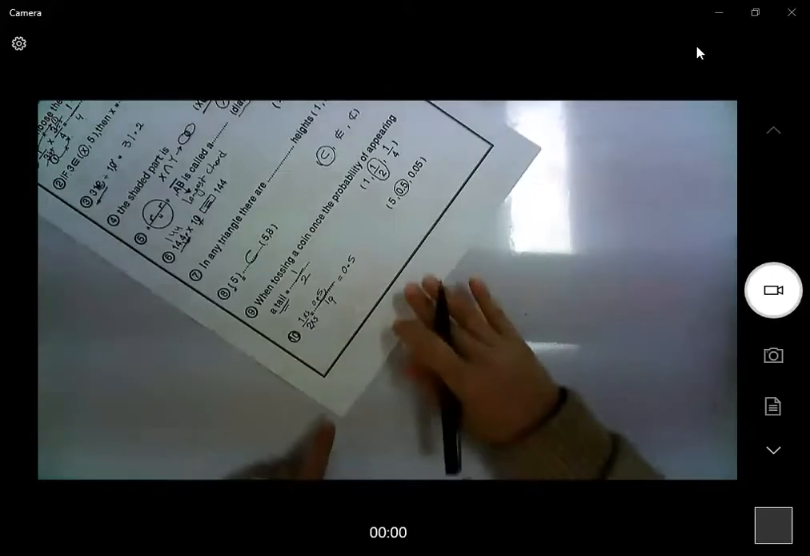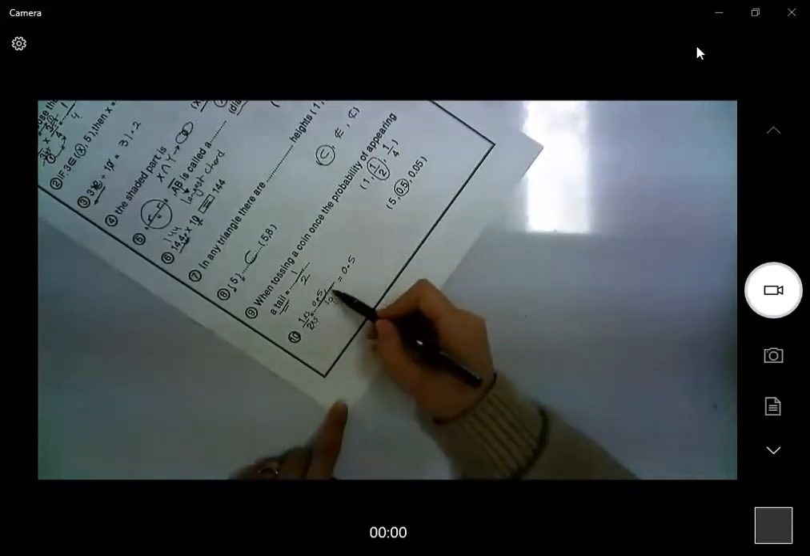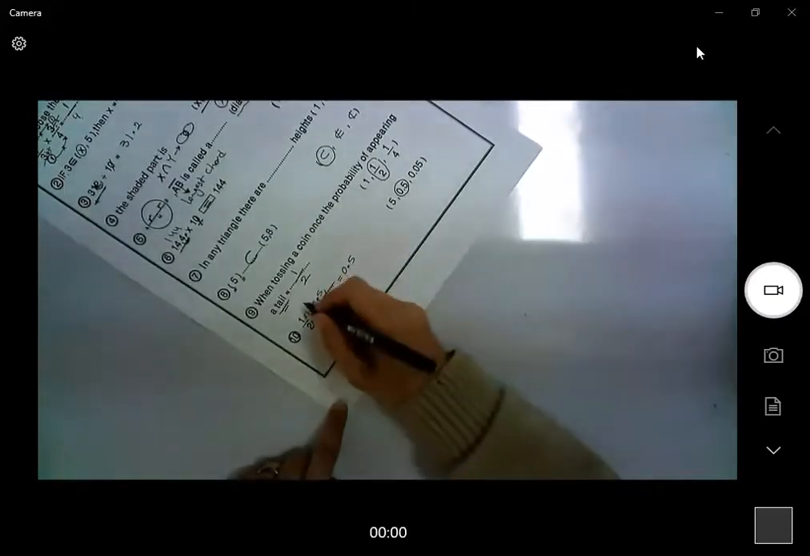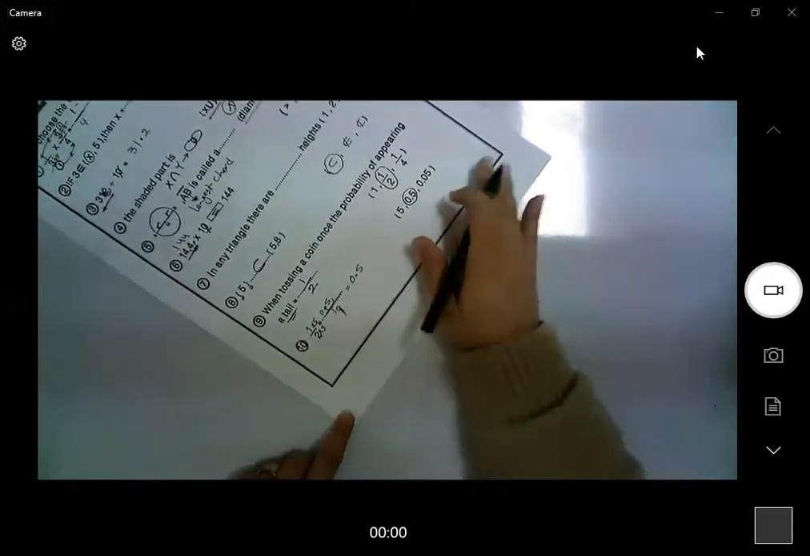Then we want to change it to decimal, times 5 and times 5. 2 times 5 equals 10, 1 times 5 equals 5. Then how many steps? 1 step, this is 0.5. Okay.